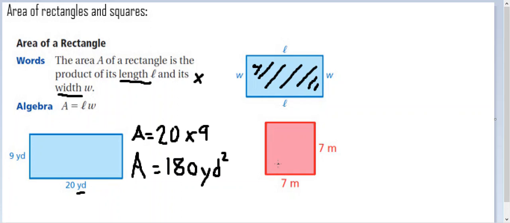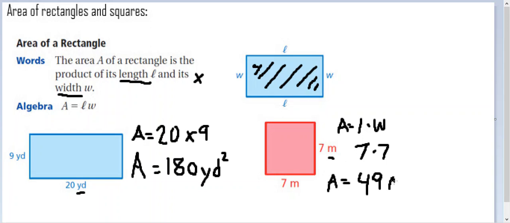So a square is also a rectangle. So for squares, we can also do length times width, and that will give us the area. So my length of this square is 7, and my width of this square is 7. 7 times 7 is 49. So the area of this square is 49, and it has an M here, so that's meters. And remember, area is always squared. So the area would be 49 meters squared.